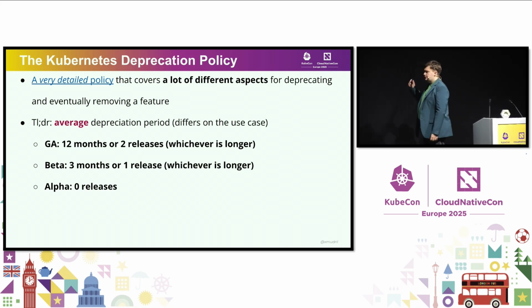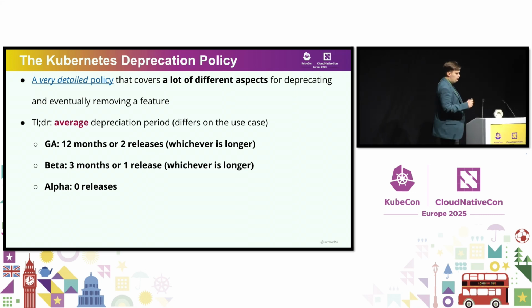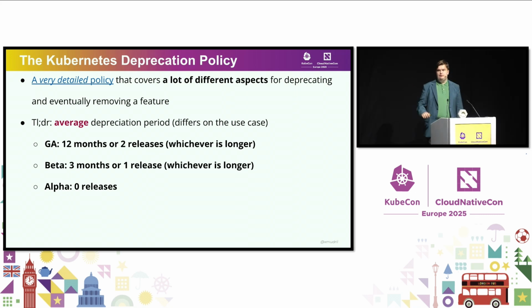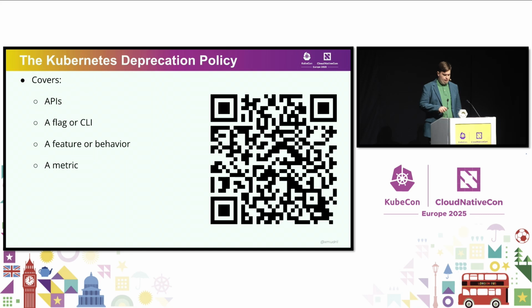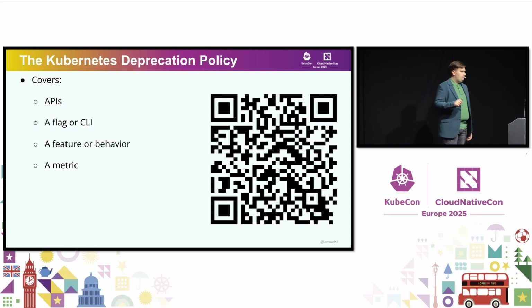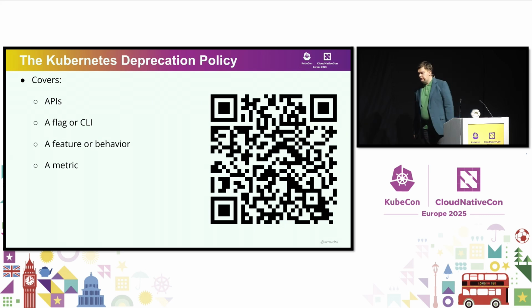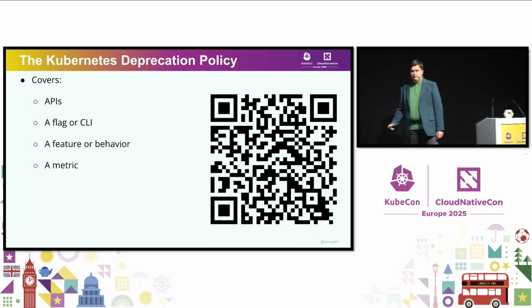This is why it is very important to keep an eye on deprecations and to make sure that you're aware that something is eventually going to be removed. What is covered by the Kubernetes deprecation policy? APIs, flags and CLIs, features or behaviors, and metrics. Again, the information that I presented was averages. Some of those might have slightly different numbers, but in most cases, it is very similar.